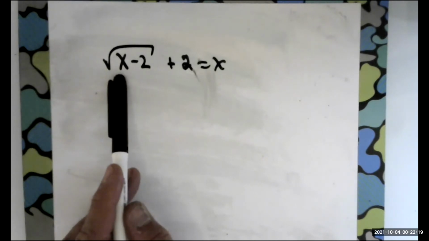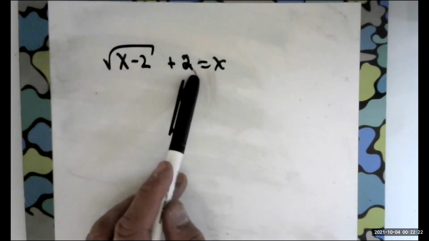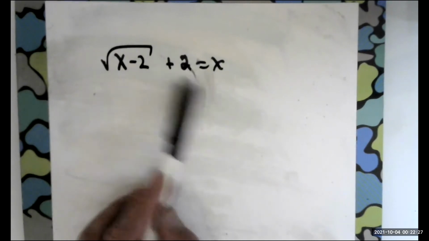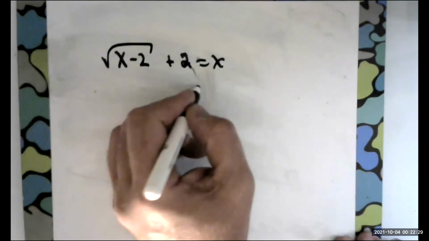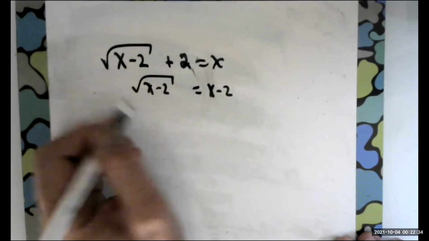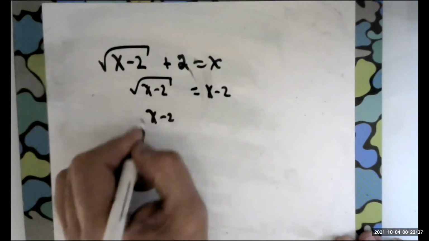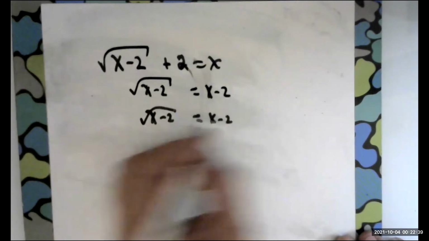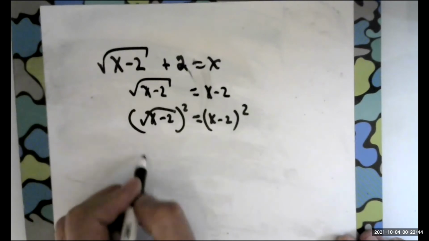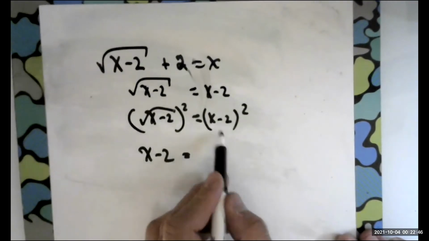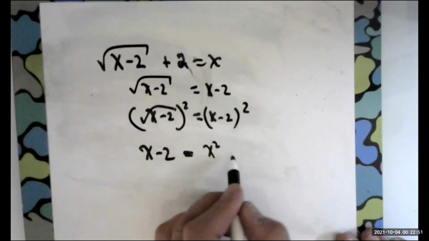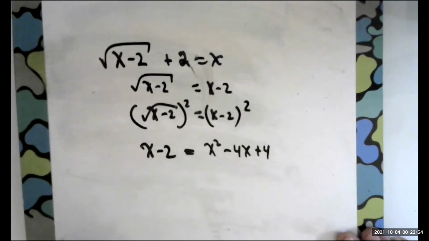The square root of x minus 2 plus 2 equals x. Once again, we want to isolate the term that has the root, so we may subtract 2. So we have the square root of x minus 2 equals x minus 2. We may proceed to square to get rid of the square root. So square to the left, square to the right. On the left-hand side, we have x minus 2 equals x minus 2 squared. You can FOIL this, so that will be x squared minus 4x plus 4.